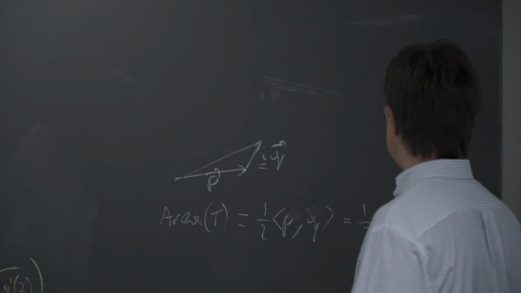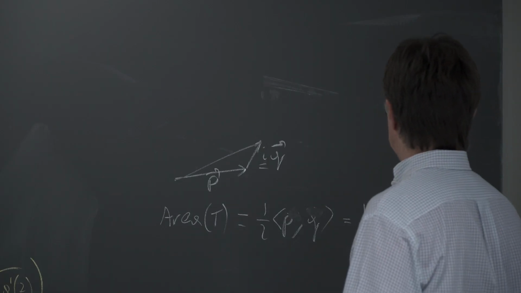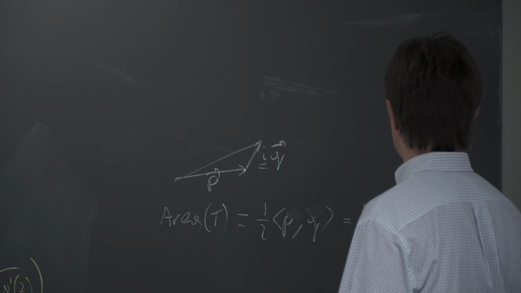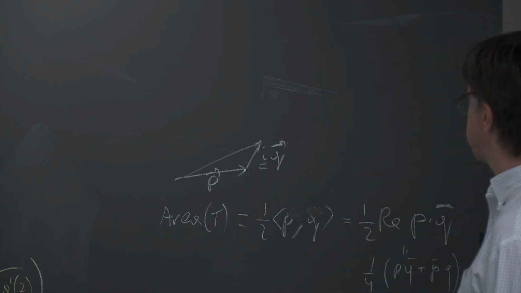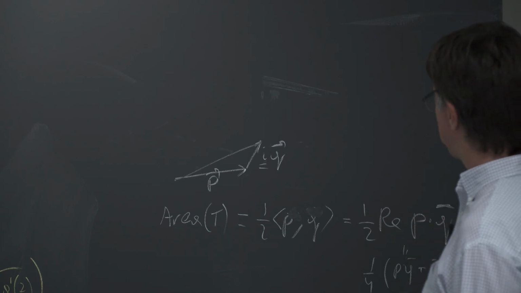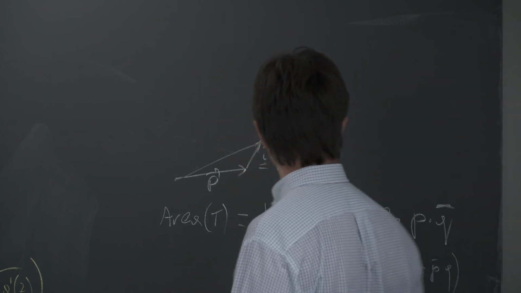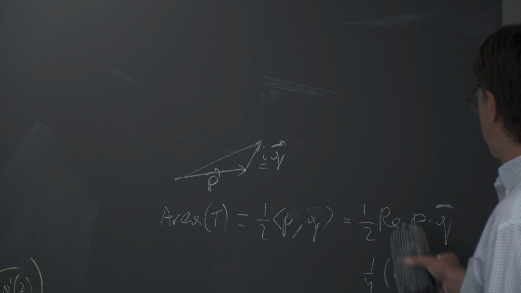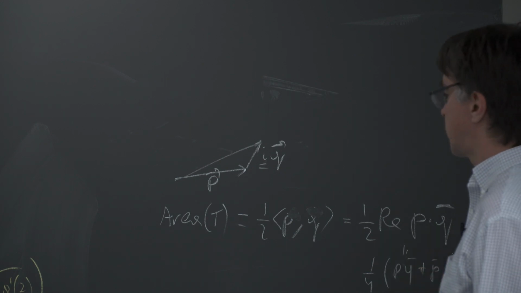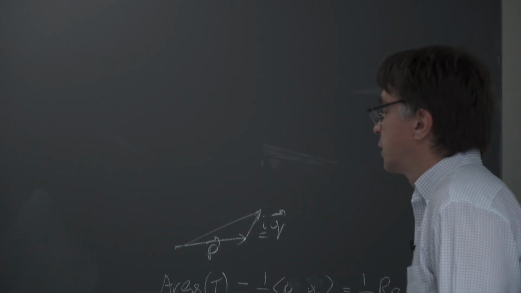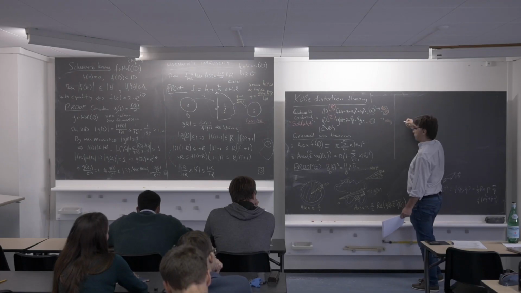Or equivalently, it's 1/4 of pq bar plus p bar q. So this is an exercise in complex analysis to check that the scalar product of two vectors is given by the real part of p times q bar. Okay. So now what do we get? We get that we are in business.